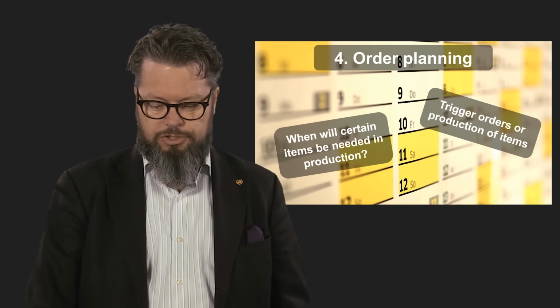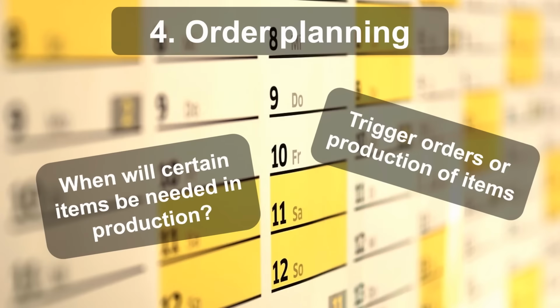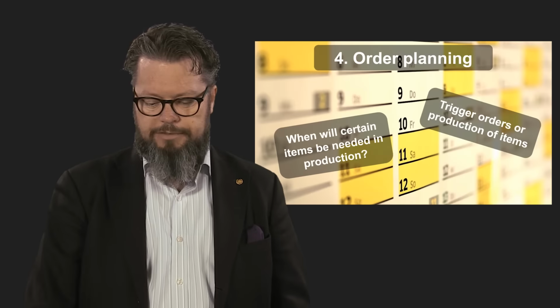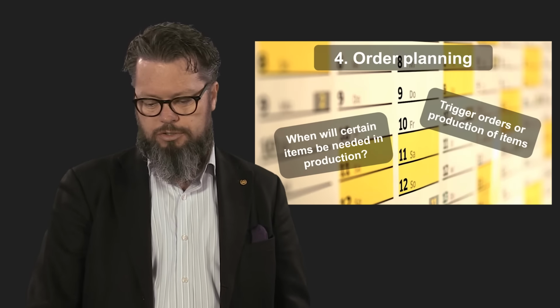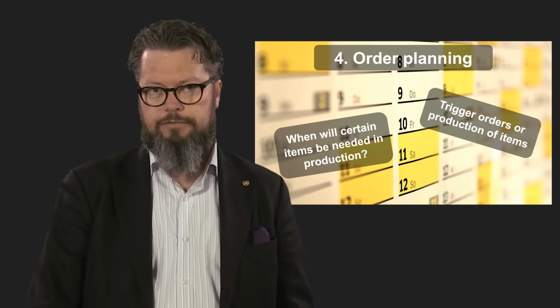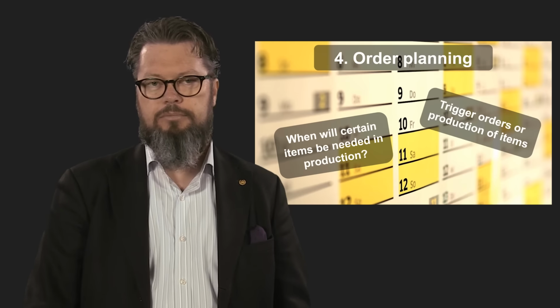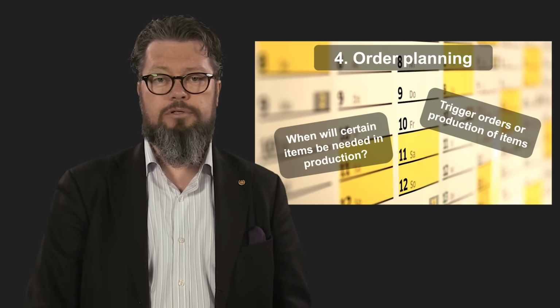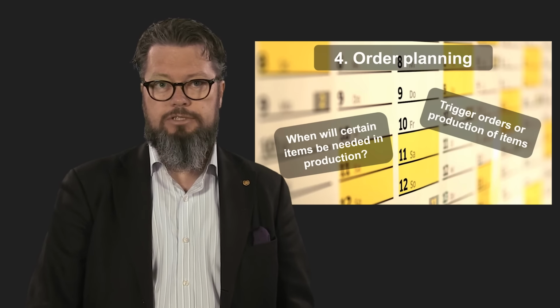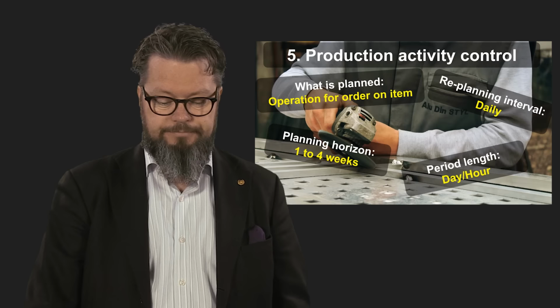So the things we need to look to here is, when will certain items be needed in production? When do we need the legs? Well, we are going to assemble the chairs in week 24. Then we need the legs at latest in week 23. And this will then trigger orders of items or production of items so that we can assemble the chairs, in our example, the correct week so that we can meet the market demands.